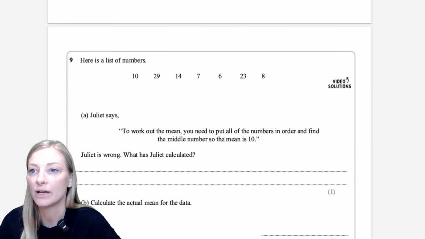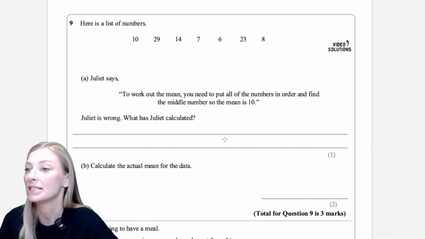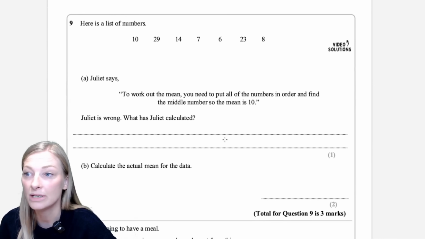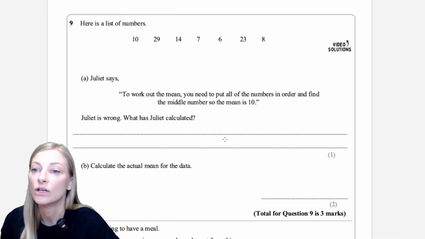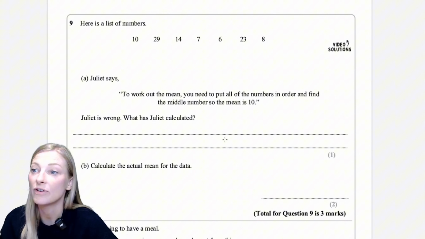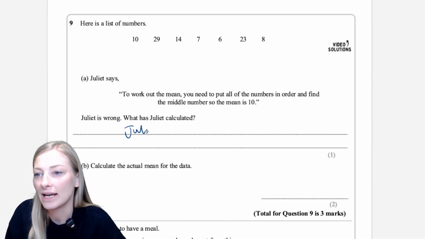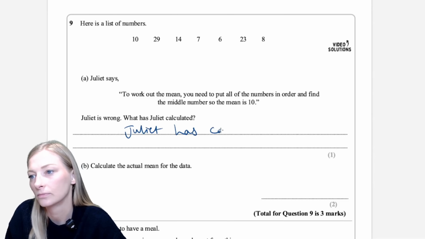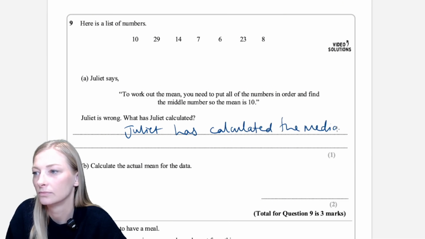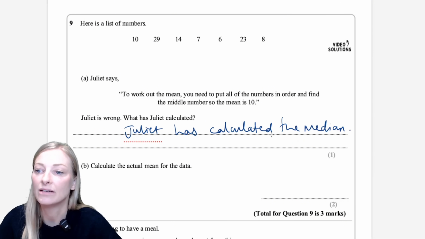Okay, question number 9. Here is a list of numbers. Juliet says to work out the mean, you need to put all of the numbers in order and find the middle number, so the mean is 10. Juliet is wrong. What has Juliet calculated? So the method she's described there, when you put all of the numbers in order and find the middle number, is working out the median. So Juliet has calculated the median, rather than the mean.